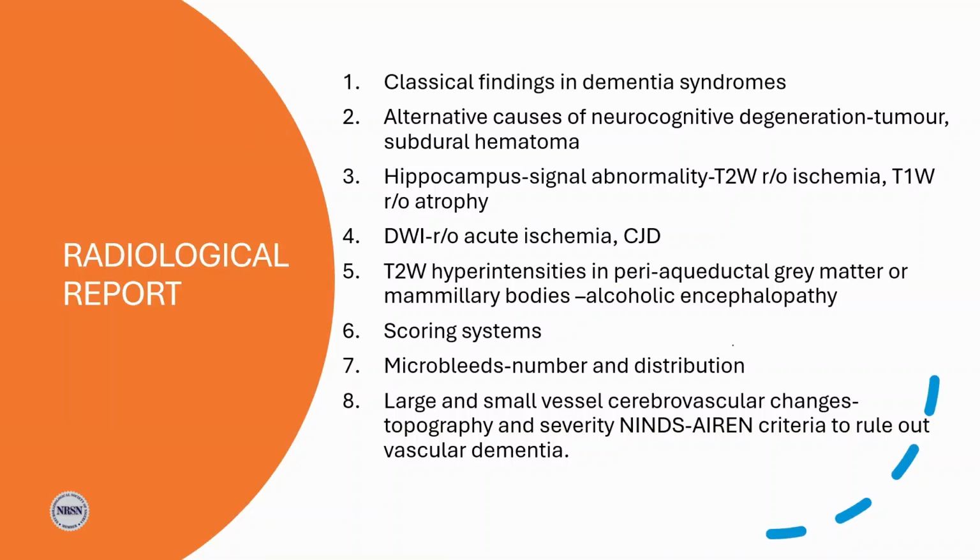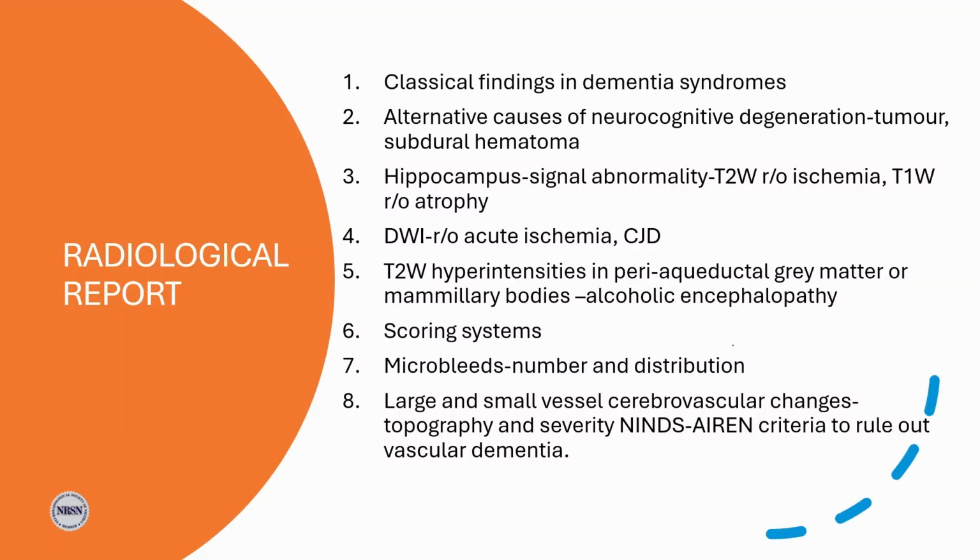Now, a DWI image, or a DWI and its ADC map, should be used to rule out acute ischemia, and you can also use it to rule out Creutzfeldt-Jakob disease, which is seen as some punctiform, some gyriform areas of restriction in the cortex. T2 hyperintensities: are there T2 hyperintensities in the periaqueductal gray matter or mammillary bodies that could signal an alcoholic encephalopathy, which is also a cause of dementia?